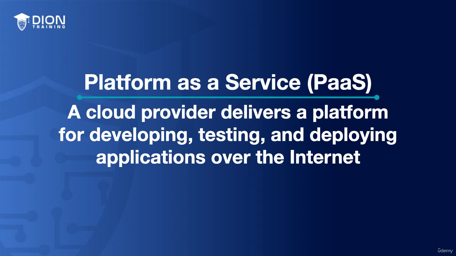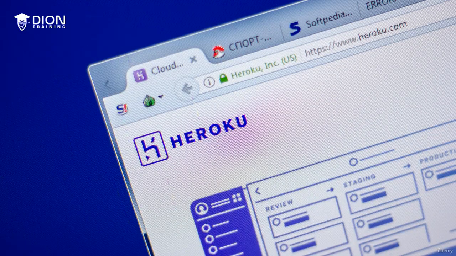Second, we have Platform as a Service, or PaaS. Platform as a Service is a service model where a cloud provider delivers a platform for developing, testing, and deploying applications over the internet. An example of PaaS is a cloud-based service like Heroku. This service provides developers with the tools and resources to build, run, and manage web applications on the cloud. This includes hosting, storage, databases, server infrastructure, and other services that will make it easier for developers to focus on writing code and delivering their applications without having to worry about managing the underlying infrastructure.